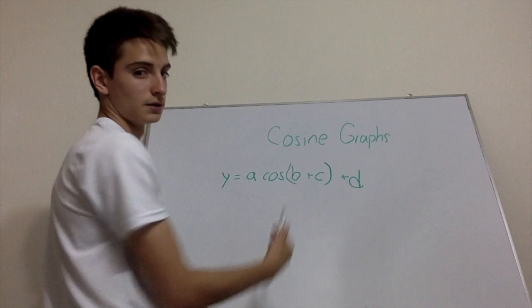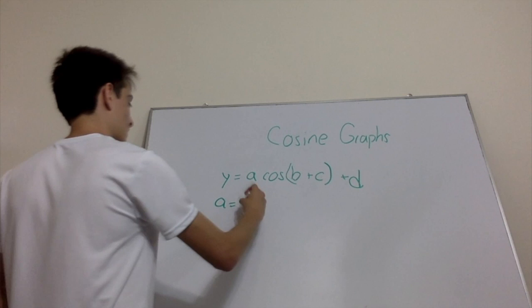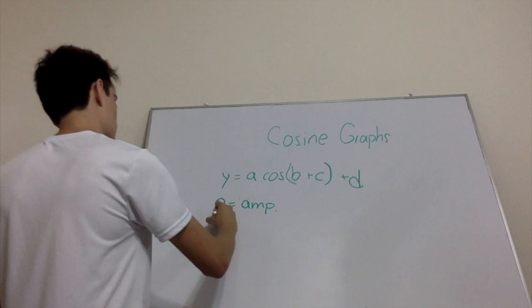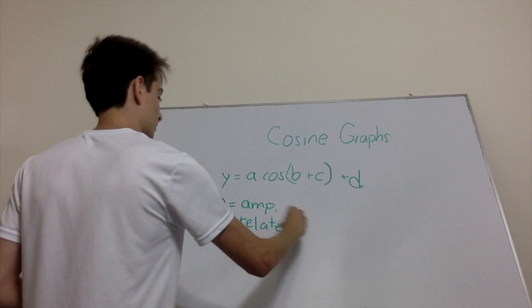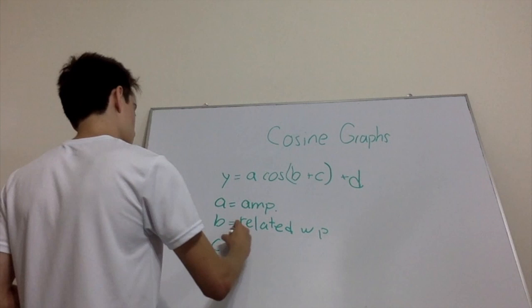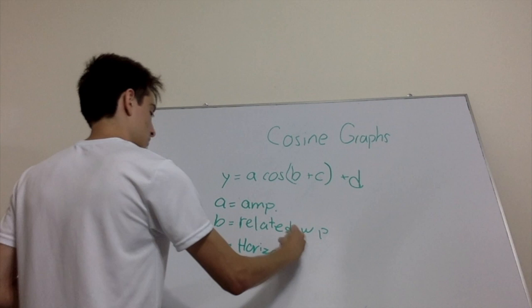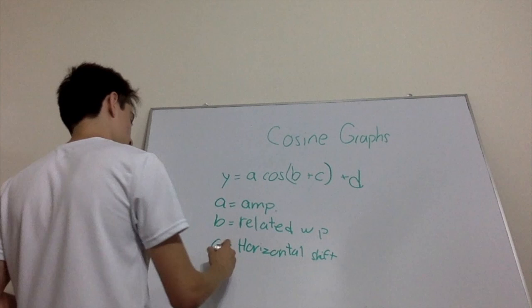A means the amplitude. B is related with the period. C is the horizontal shift. And D is the vertical shift.